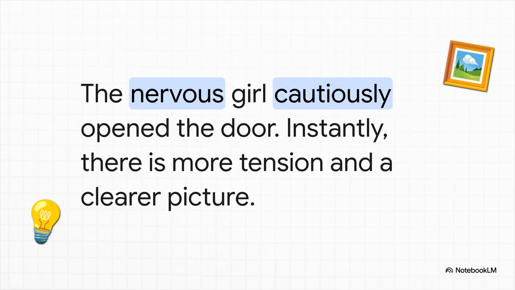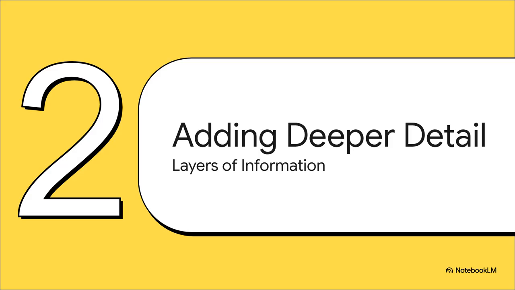And boom, here's our first upgrade. We added nervous to describe the girl. That's our noun phrase. And cautiously tells us how she did it. That's our adverbial phrase. Right away, the sentence has so much more tension, a clearer image. Big difference, right? Okay, great. We've set a little scene.